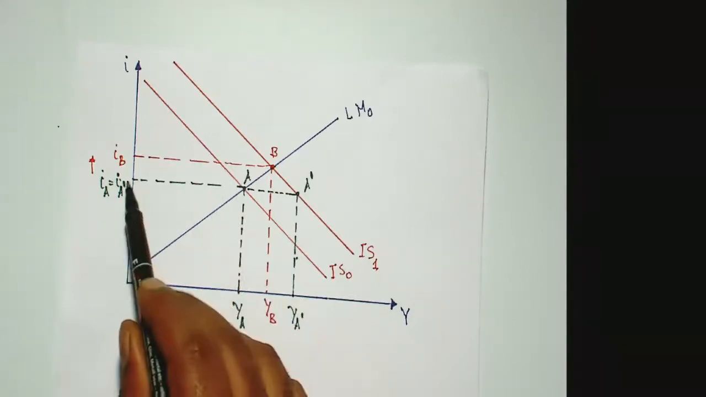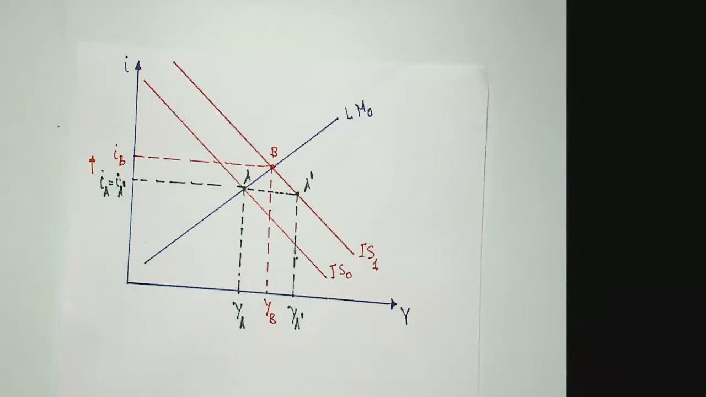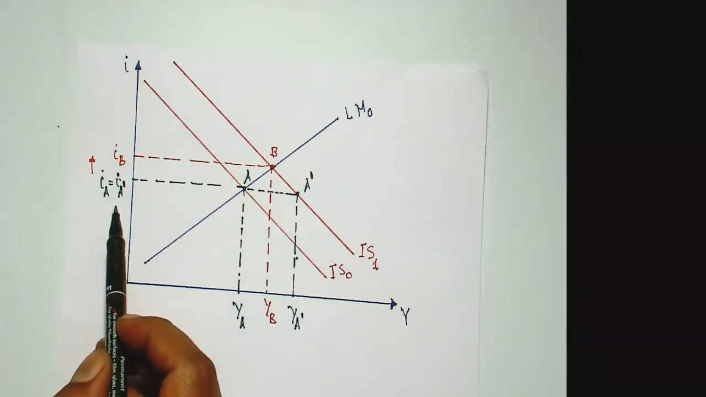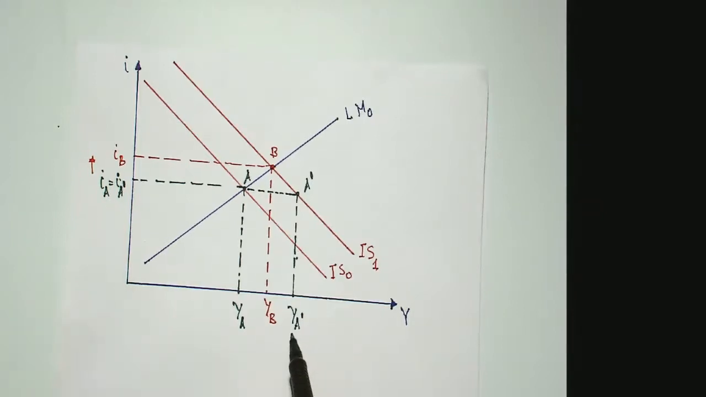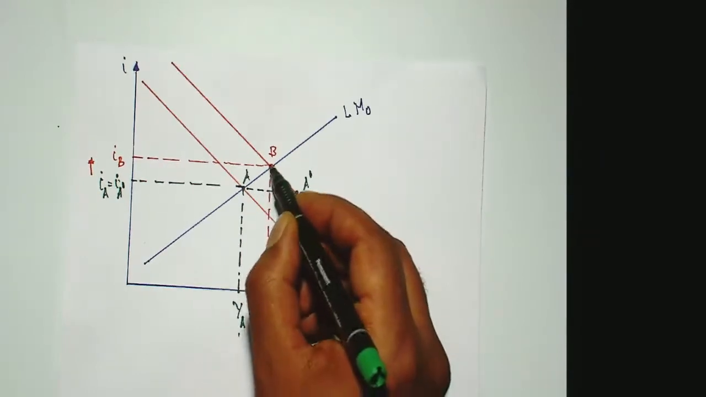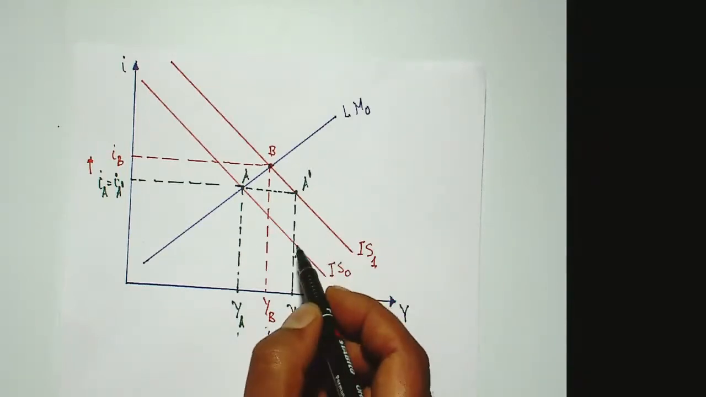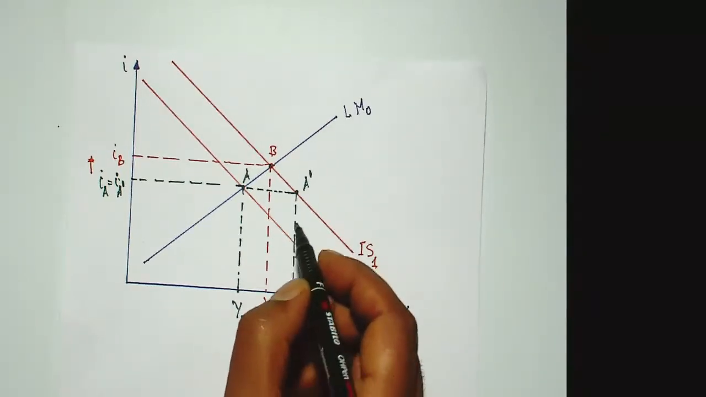If we had an interest rate fixed at point IA, we would have reached a level of income which corresponds to YA prime, which is actually higher than both of these incomes indicated. However, at our new equilibrium point B, we are having an income which is equal to YB.